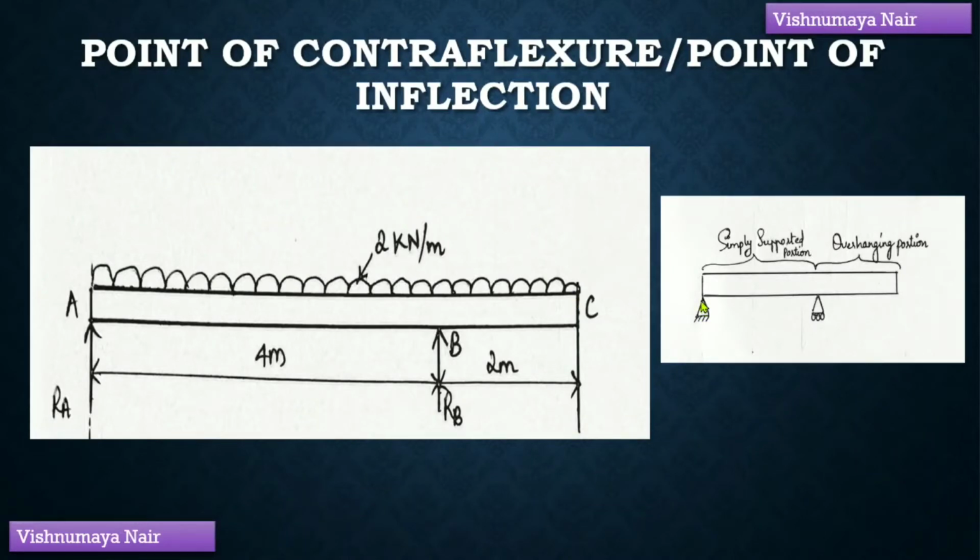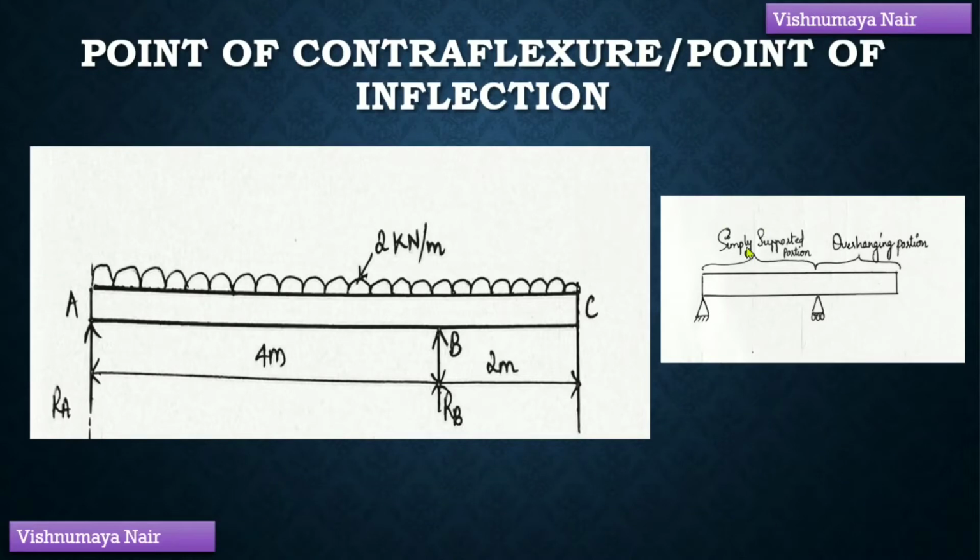So what is meant by an overhanging beam? If the end portion of a beam is extended beyond the support, then such a beam is known as an overhanging beam. Here you can see that the end portion of the simply supported beam is extended beyond the roller support. This is the overhanging portion. Such a beam is known as an overhanging beam.